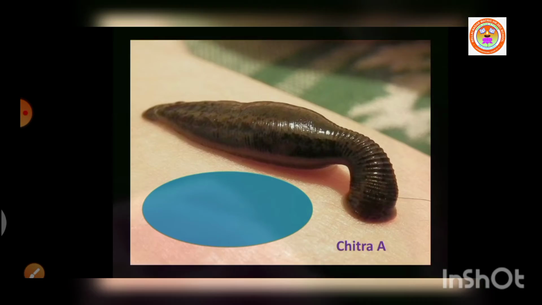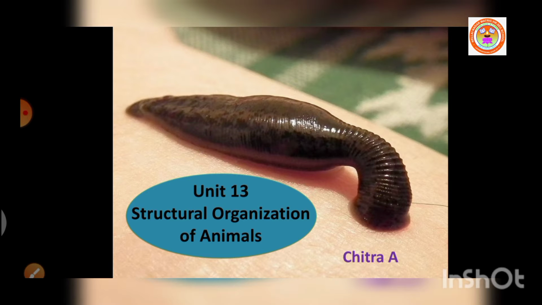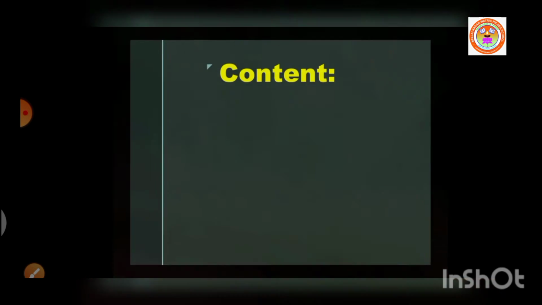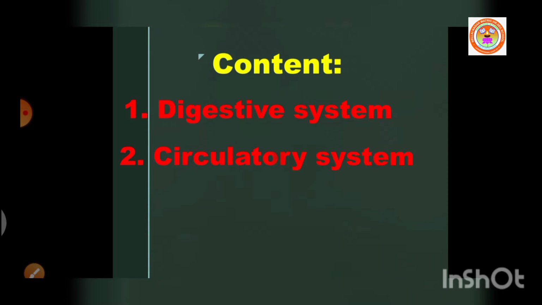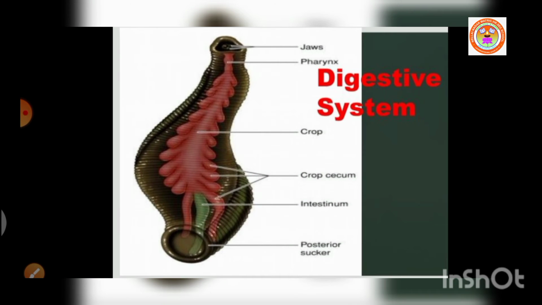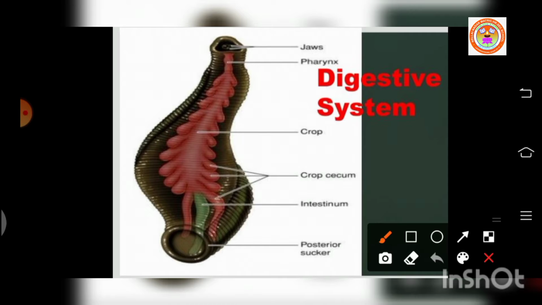We are discussing chapter number 13, Structural Organization of Animals. Today we are going to learn the structure and function of the digestive system, circulatory system, and nervous system of leech. Now let us see about the digestive system of leech. The digestive system includes the long alimentary canal and the digestive glands. The alimentary canal of leech is a straight tube running from mouth to anus.